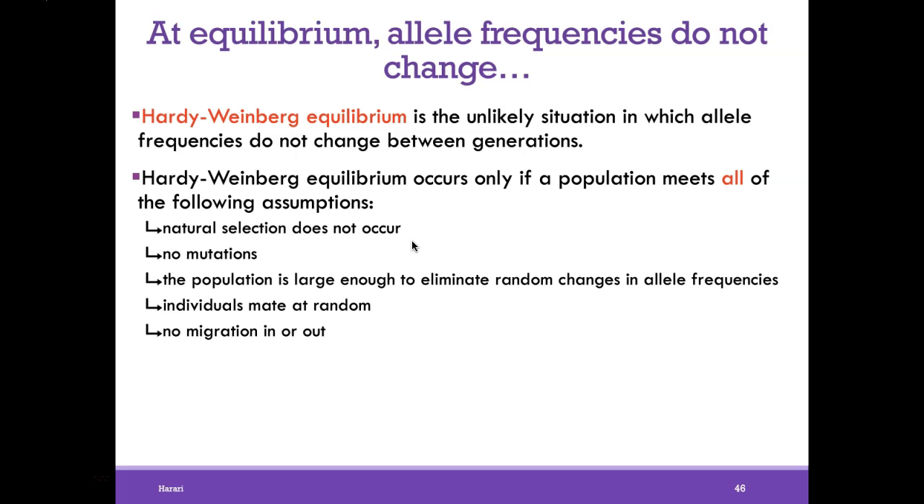We know that, again, this is very unlikely to happen because we know natural selection does occur. There are mutations that always happen. Populations are not always large enough. Individuals don't mate randomly. We actually choose who to mate with. We don't just pick a lottery and just decide to have kids with somebody. And we do travel a lot. There is migration in and out. So at Hardy-Weinberg equilibrium, if all of these assumptions are met, then allele frequencies would not change between generations, right? And evolution would not occur.